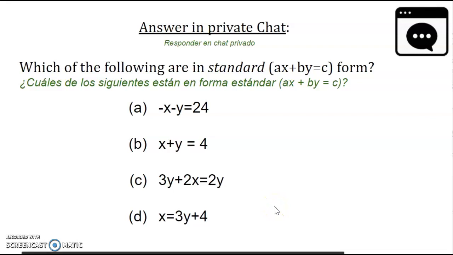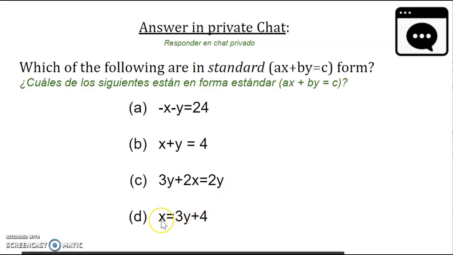Pause the video and think about it and come up with an answer. And the correct answer is A and B. What's wrong with C? Well, we have x and y on the left hand side, so that's pretty close. However, we have the y term on the other side. Okay, we need to have a constant. We can't have the variable y there. So C is not it.